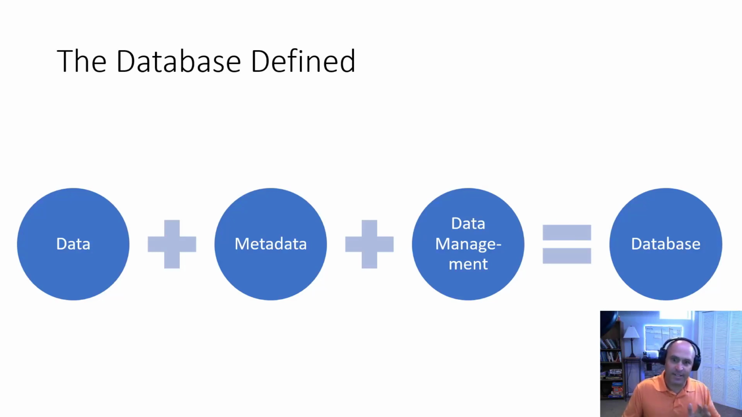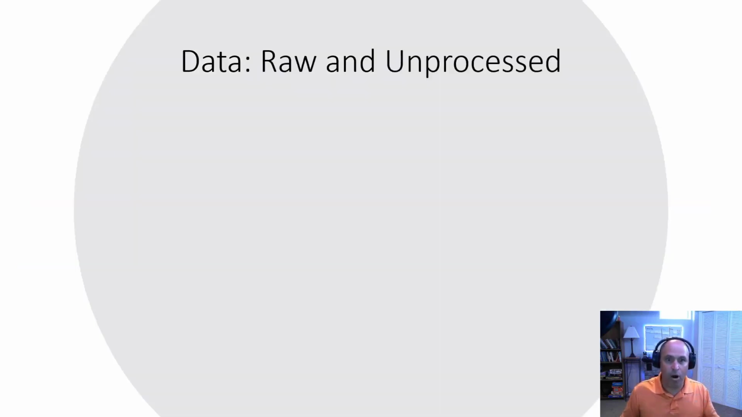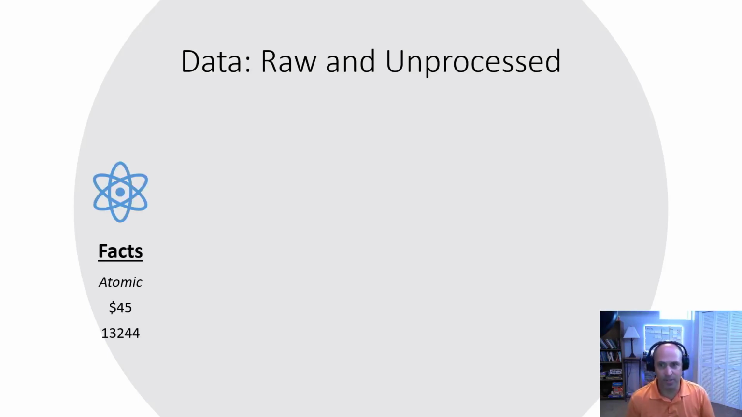So data itself are raw and unprocessed facts, such as atomic facts, which are the lowest level of facts. These cannot be subdivided any further. For example, a postal code of 13244, that's as granular as it gets from a fact standpoint. $45, again, granular as it gets from a fact standpoint.